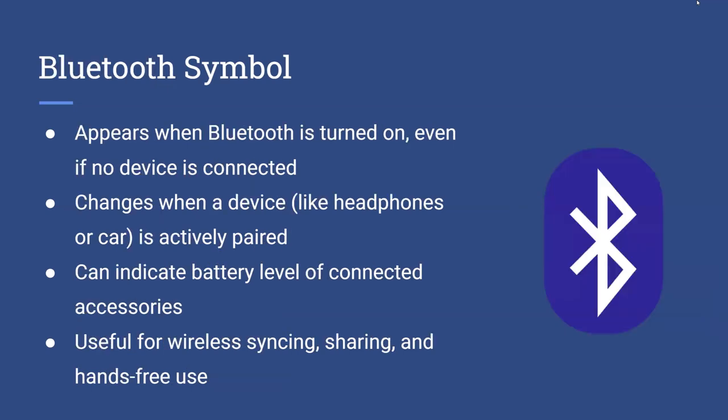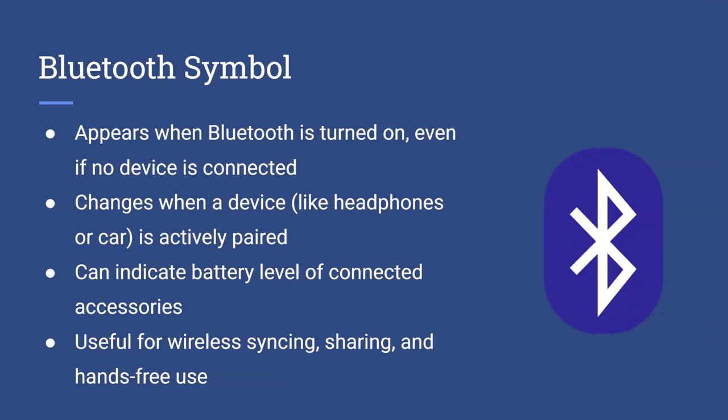Bluetooth symbol. This is again pretty important to know. It appears when Bluetooth is turned on, even if no device is connected. So if you look on your phone, you might see something like this. You might see something a bit different, but generally in the same form factor. And sometimes it can change when a device is actively paired. I think you might see this symbol, the one in the photo on the right, when there is no device connected, but then it might get darkened. You could see a visual change when something's connected, like headphones. And it can also indicate the battery level of connected accessories.